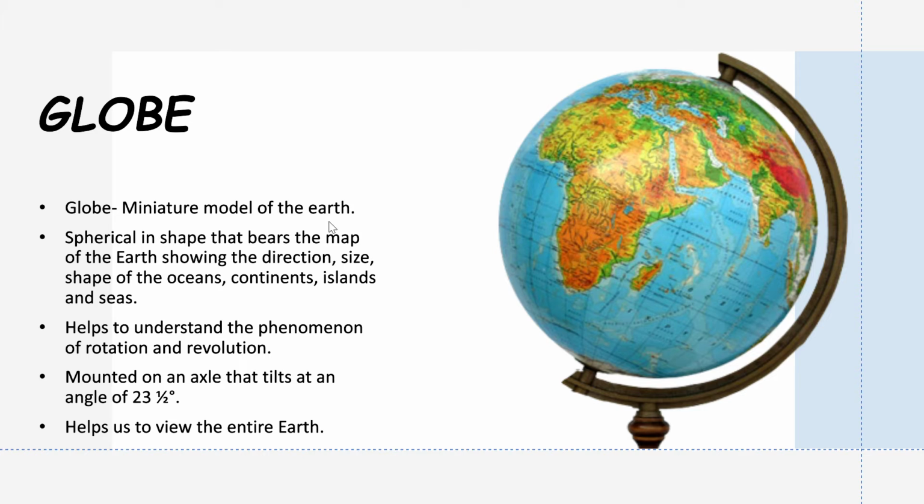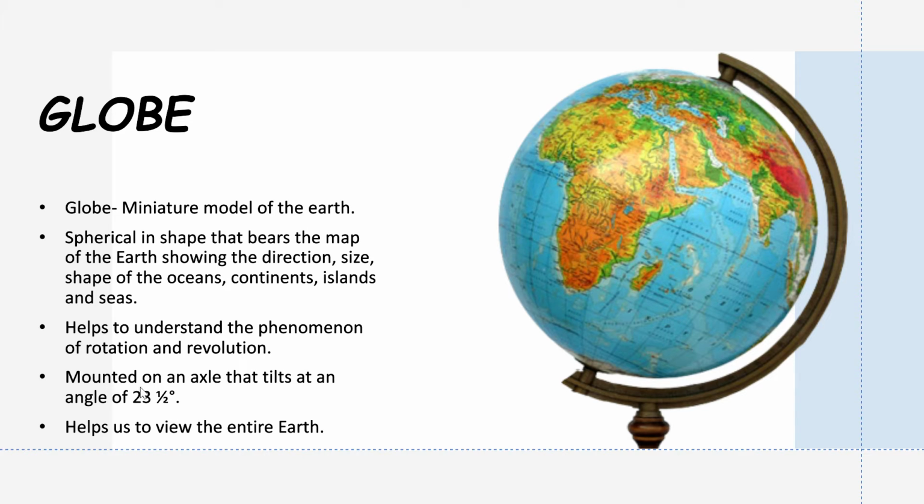So a globe shows the actual shape of the earth. It is spherical in shape and bears the map of the earth showing the direction, size, and shape of the oceans, continents, islands, and seas. Everything can be seen in this globe. A globe helps us to understand the phenomena of rotation and revolution. With the help of a globe, we can understand how days and nights are formed, and how revolution is caused, that is, how seasons are changed.